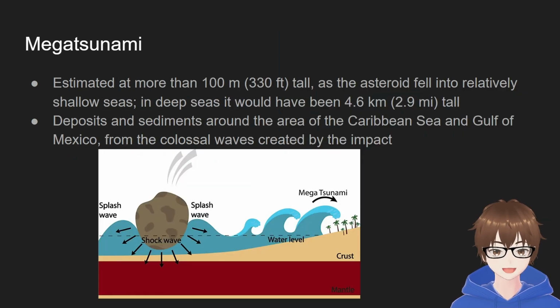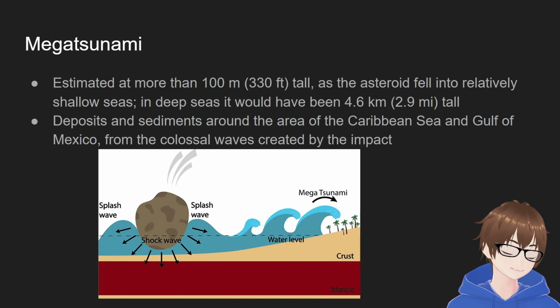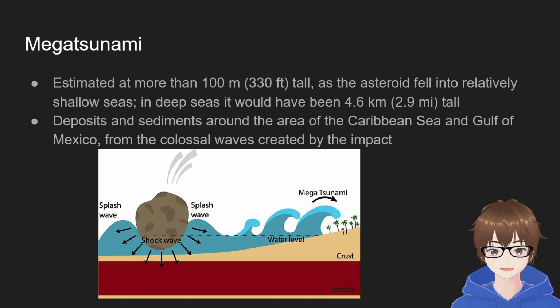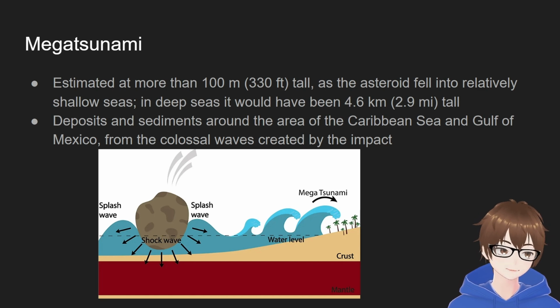So, mega tsunamis. Fun topic, right? So, mega tsunamis, it was estimated that the tsunami was more than 100 meters or 330 feet tall as the asteroid fell into a relatively shallow sea, and in deep seas, it would have been 4.6 kilometers or 2.9 miles tall. That is insanely tall. To be like 1 mile would be super tall. That's almost 3 miles tall.